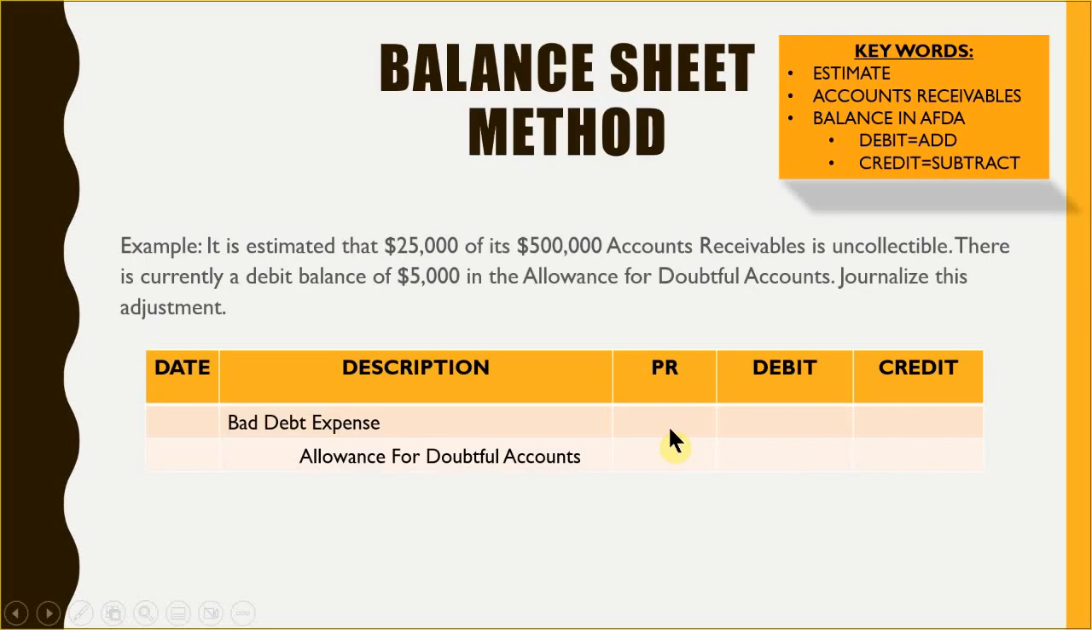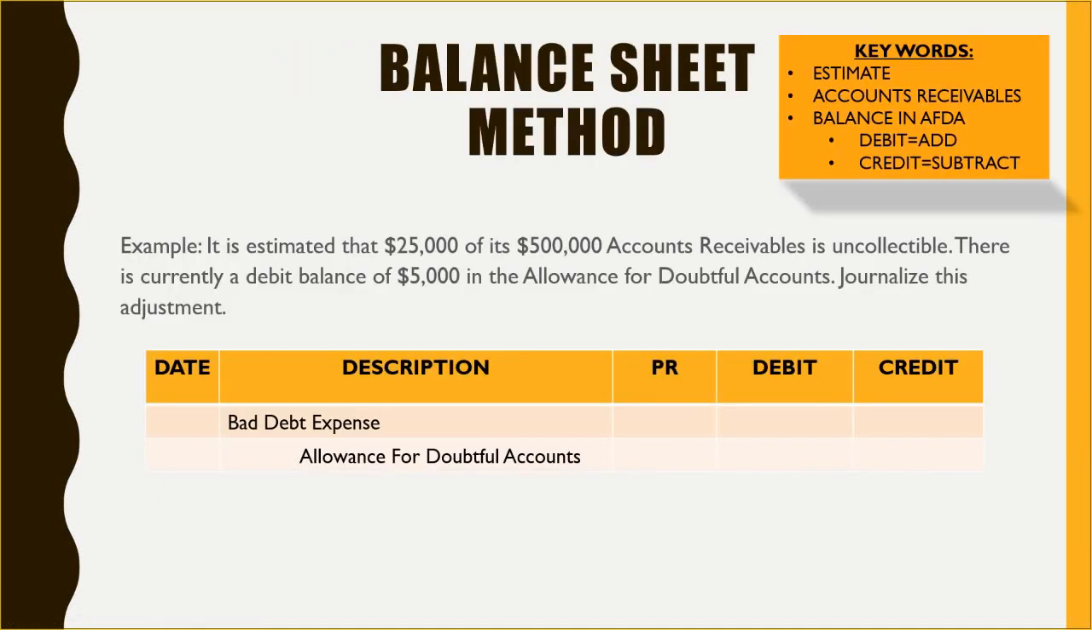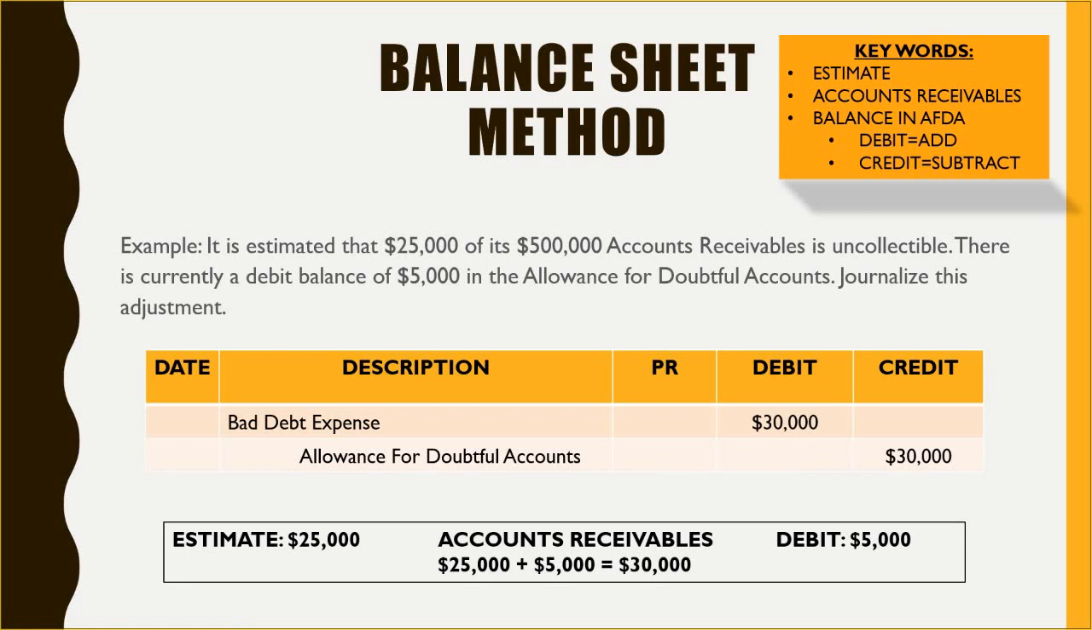Now, how do we figure the number out here? We've mentioned, you find those three things. The estimated amount number is 25,000. There's the word accounts receivable, and you have the words debit balance in your allowance for doubtful accounts. Because we need to get to $25,000 in your allowance for doubtful accounts, and I currently have 5,000 in there.